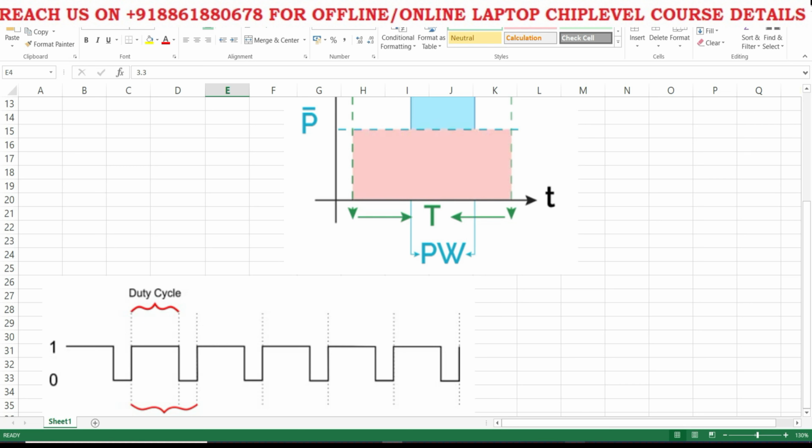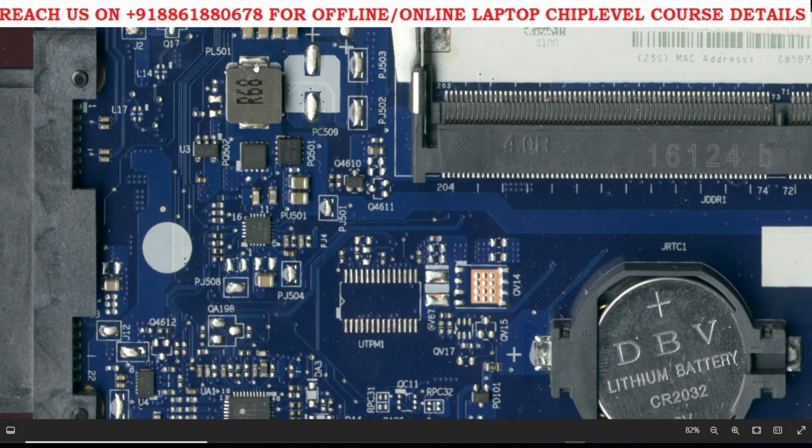In case, see, this coil will get 3.3 volts, correct? How will it calculate what the duty cycle of this is? We will calculate exactly.